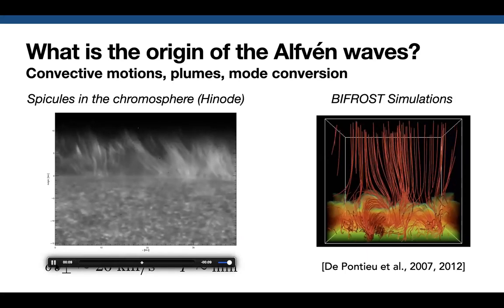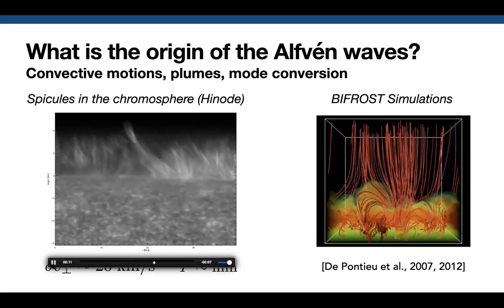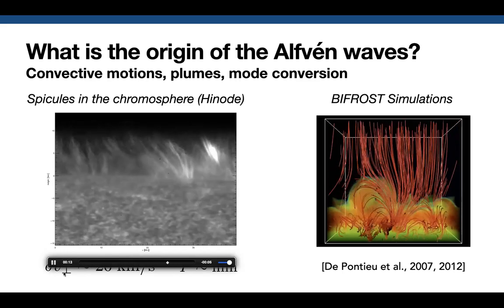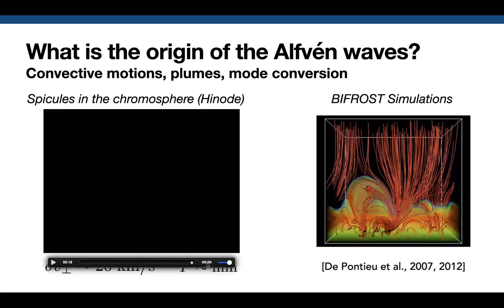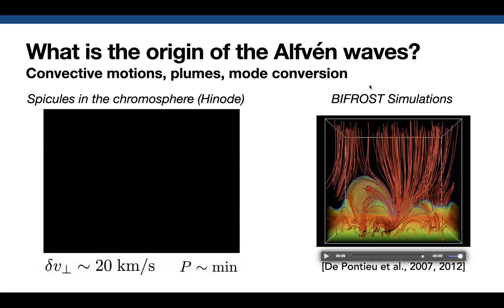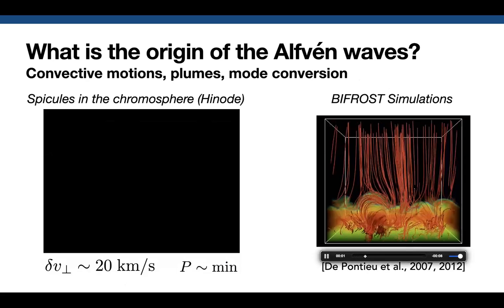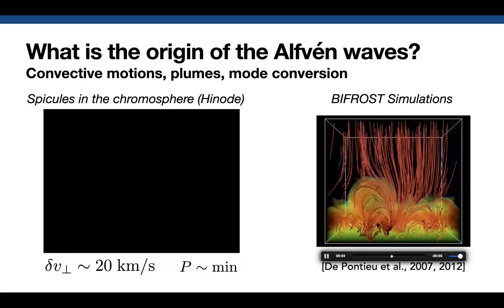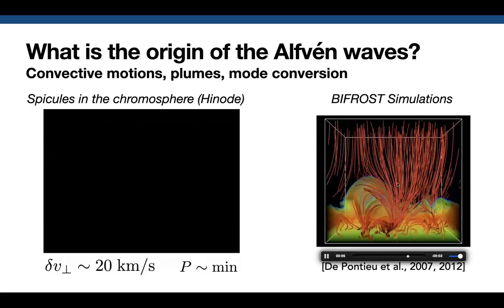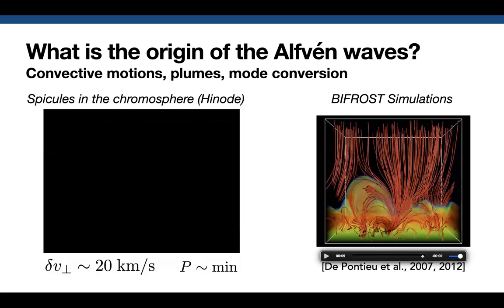We have, for instance, typical amplitudes of 20 kilometers per second. And typical periods are of the order of minutes, or 5 minutes, for instance, which is believed to be the peak of the distribution. Just to illustrate, here is a simulation of the chromosphere made with the Bifrost code, where you see the structure of the carpet that is creating these oscillations in the chromosphere.